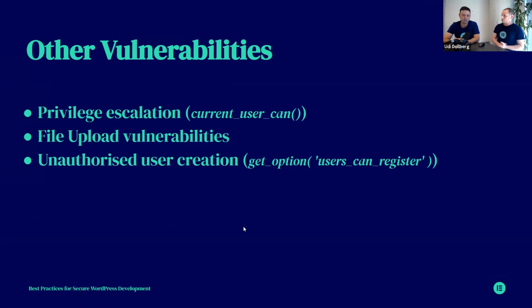All right. Some other vulnerabilities that kind of go together with what we talked about until now. Again, privilege escalation, which can easily be avoided if you use WordPress's current_user_can and capabilities to check and test those things. File upload vulnerabilities. Anytime you allow someone to upload a file, it should throw alerts and red lights, and you should do that with caution.